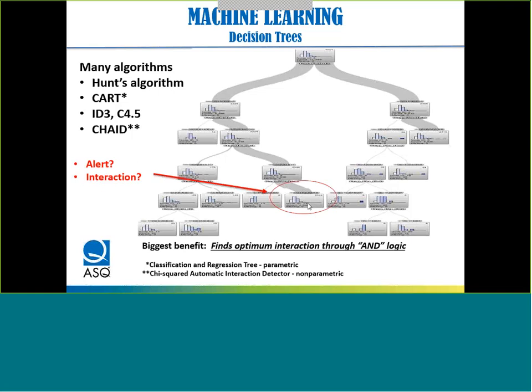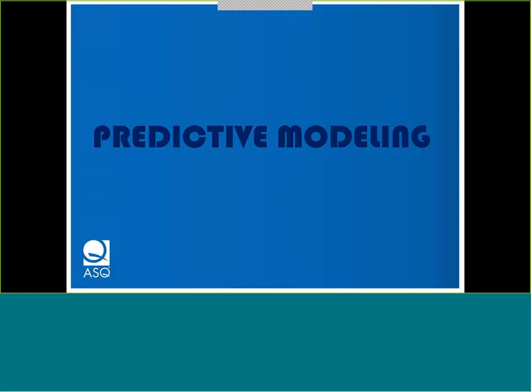So we have the Western Electric rules that we've used for decades, but now we can add to those rules by taking rules out of a decision tree and taking those interactions, that AND logic, and we can supplement our control charting and other types of analytical methodologies.